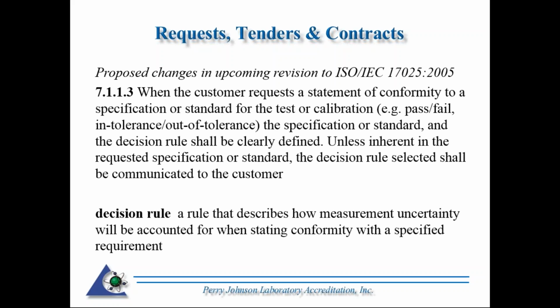But what this is stating is that during contract review, you have to let your customer know what decision rule you're going to apply. This would be something like guard banding, for example. That's probably the most popular method of taking measurement uncertainty into account. So basically, you're going to have to inform your customer of your guard banding and how you're going to utilize it, and take it into account when you state that their sample or their equipment for calibration falls within a clearly stated specification.